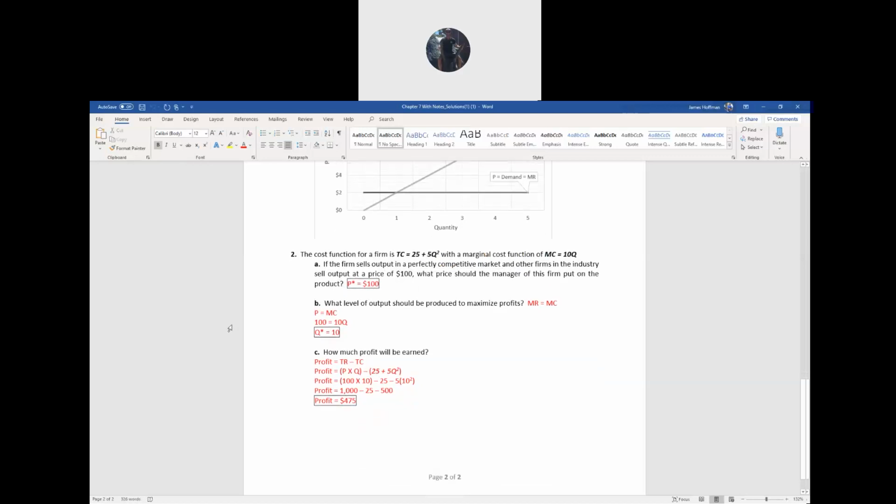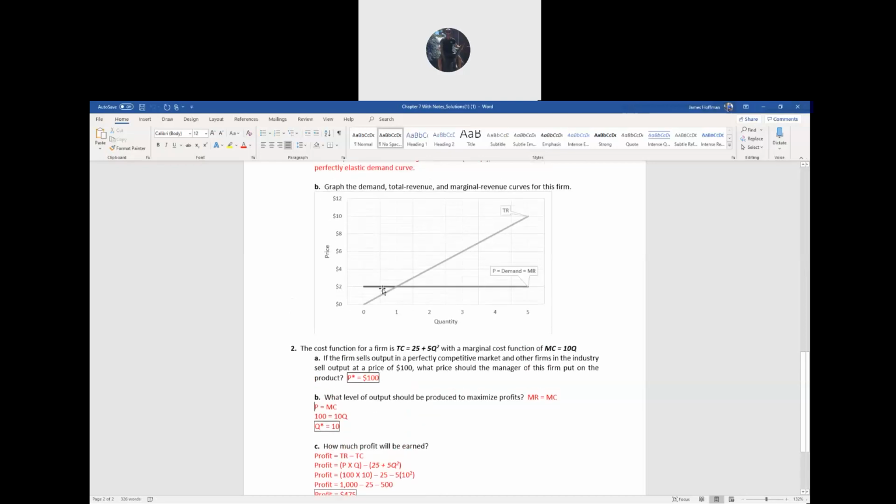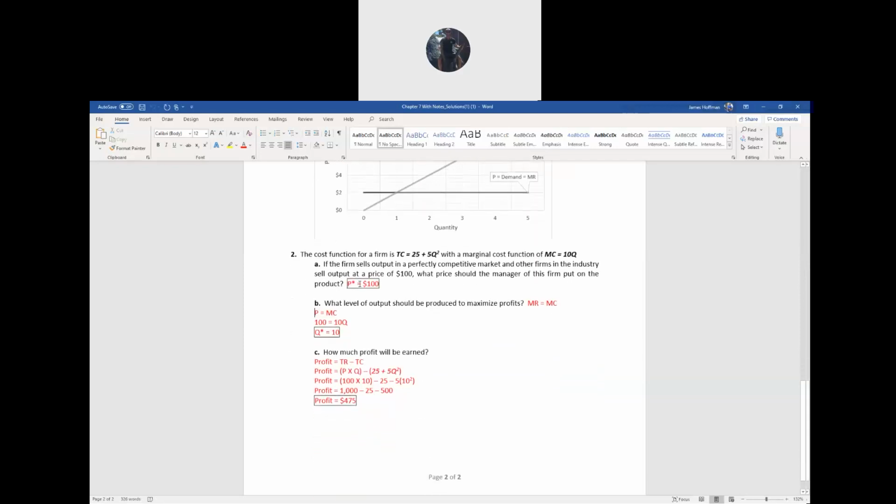Okay, so B, what level of output should the firm produce to maximize profit? Remember the condition we're to look for is MR equals MC. But for a perfectly competitive firm, we know that the marginal revenue is always equal to the price, right? So each additional unit gives you the same marginal revenue of the price. So if the price is set at 100, that means that each additional unit gives you 100, which means that the change in revenue is always 100.